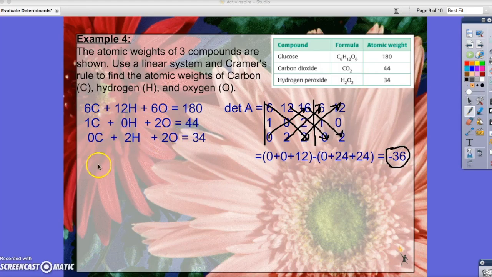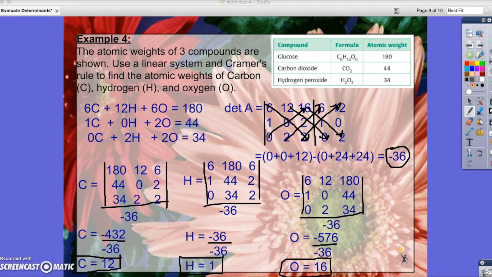Now I'm going to set up the x, y, and z here, and I'll talk about them next. I want you to try to set them up yourself first. Okay, now I want you to please pause the video and copy this down. I did the determinant with all 3 parts. When I do that, I get negative 432. When I do that here, I get negative 36. When I do that here, I get negative 576.